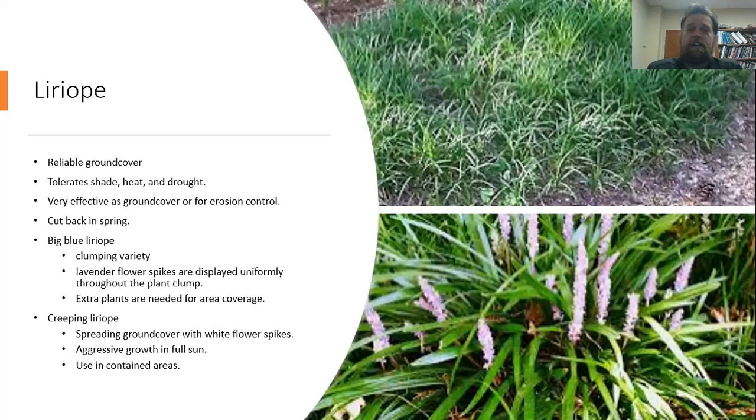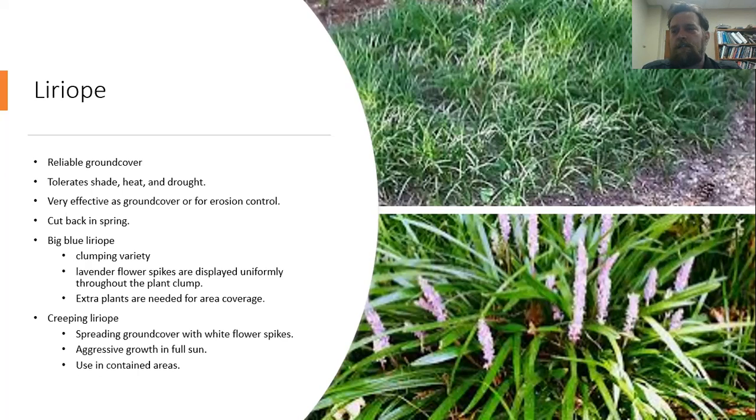Now, there is a clumping type of liriope. In fact, that actually is supposed to say just clumping liriope. Big Blue is one particular variety of that. Really, probably what we normally think of when we think of a liriope plant. It's a clumping habit, really nice lavender flower spikes come up throughout the clump of the plant, and you do need to add in quite a few plants just to fill in the area that you're using these in.